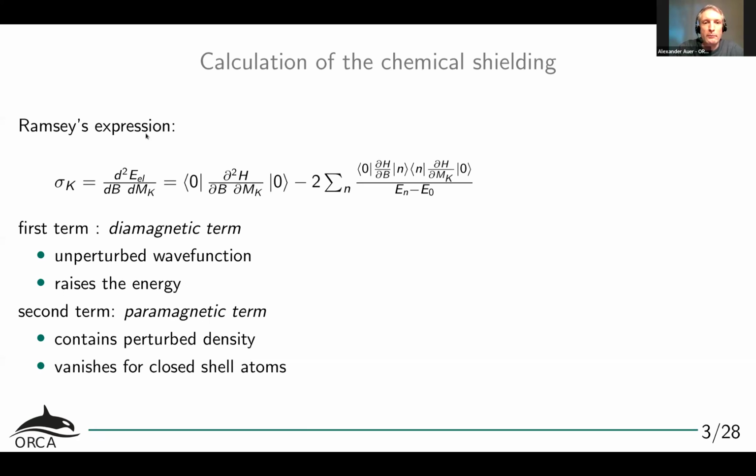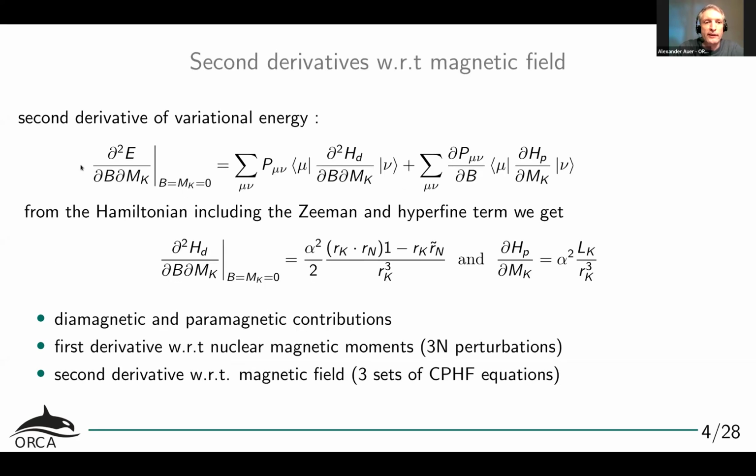And there's this early Ramsey's expression in which you see that you have a contribution from the derivative of the Hamiltonian with respect to these parameters, and with the response of the density. And these are called diamagnetic and paramagnetic terms, and they constitute the shielding tensor. So when we calculate this, we do this as a second derivative, and Frank Neese already mentioned that ORCA has broad capabilities of computing second derivatives, and this is how the final expressions look like.